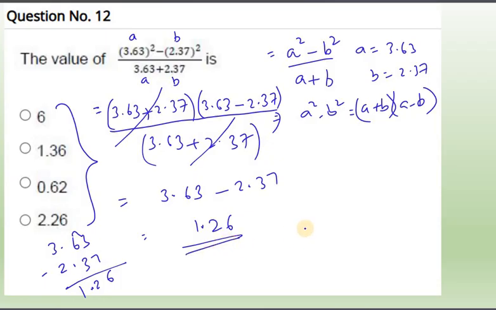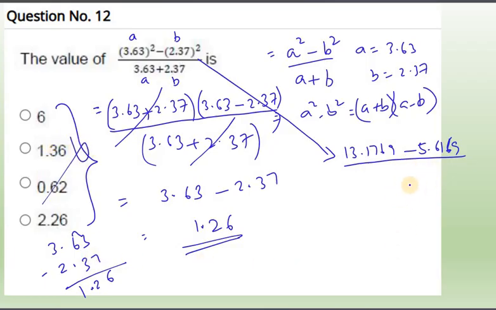If someone is confused whether 1.26 is correct or not, you can check in this way also, using the calculator on your mobile phone. 3.63 whole square means 3.63 multiplied by 3.63, that comes to 13.1769. Minus 2.37 into 2.37, that comes to 5.6169. We should not do like this in the exam because it will take a lot of time and calculations will go wrong. This is only to show that the question given here is wrong.